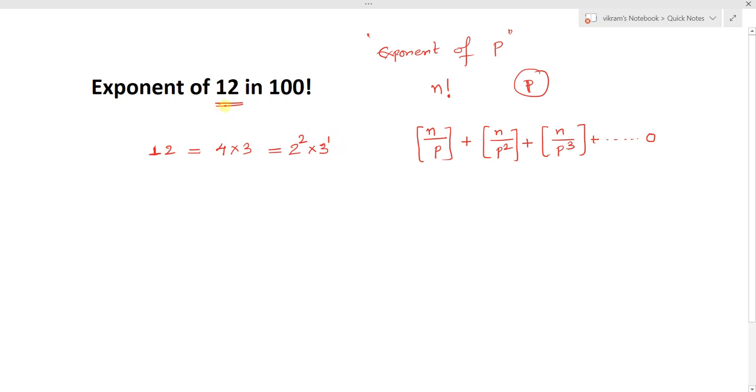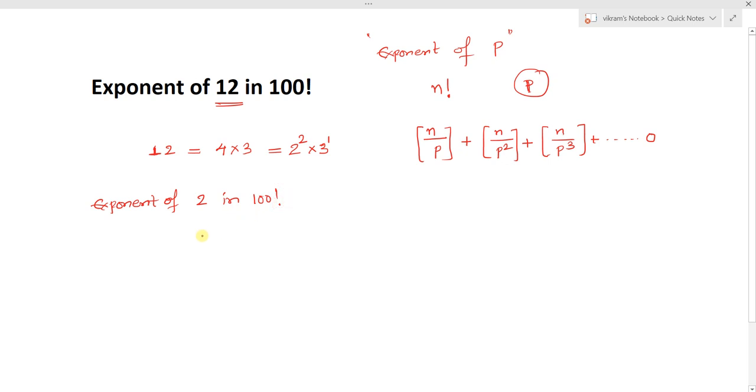So now 2 is a prime factor in 12 and 3 is also a prime factor in 12. We are representing 12 in terms of prime numbers, but we need the exponent of 12 in 100 factorial. How to find this? First we find the exponent of the prime number 2 in 100 factorial, then the exponent of prime number 3 in 100 factorial. Then we find the exponent of 2 square into 3, that means the common of these in 100 factorial. First we will find the exponent of prime number 2 in 100 factorial.